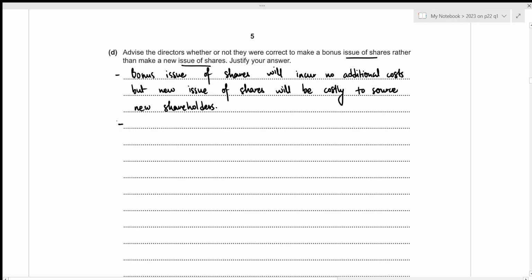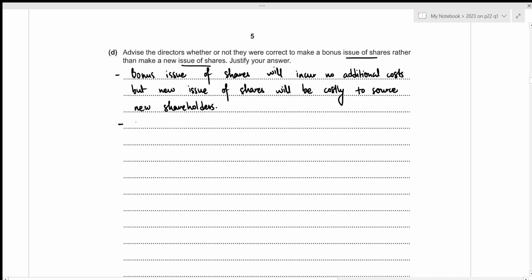Okay. The next thing is that bonus issue of shares will be received favorably by existing shareholders because again, it is only being provided to the existing shareholders, which means that there will be no dilution in ownership. But if we're talking about a new issue of shares, any new shareholder can join the company now, which means that it will result in dilution of ownership, which might not be taken well by the existing shareholders.